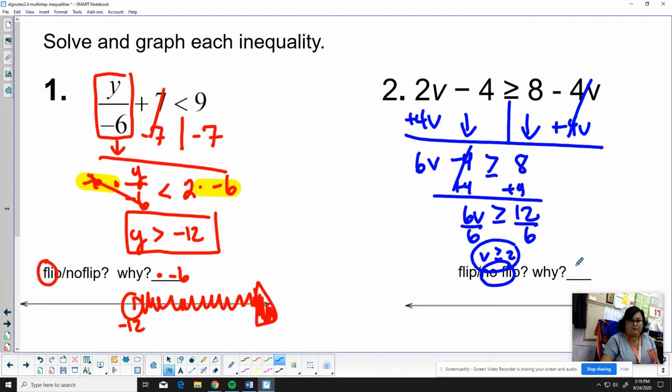And why is it a no flip? Because I divided by 6, which is a positive number. So I'm going to put 2 in the center. It's a closed circle, and I'm shading to the right. So all the numbers, including 2, that are bigger than 2 are part of the solution.